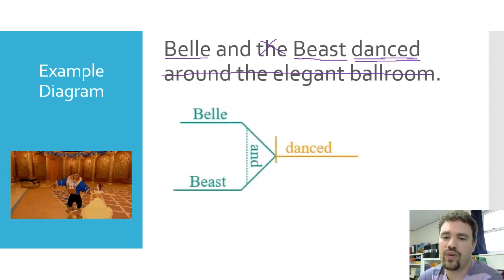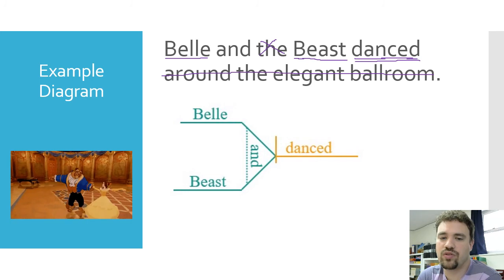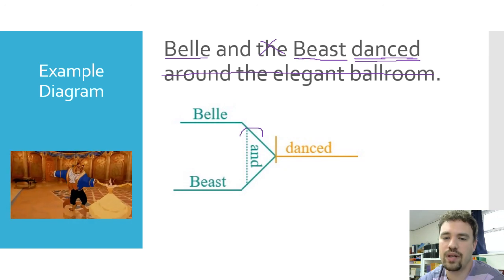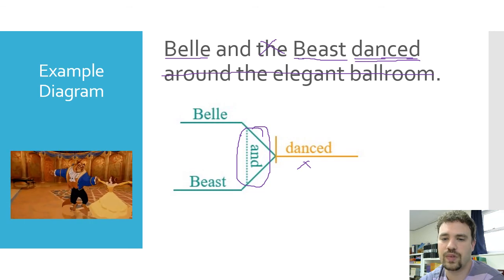All right, so we've got the rocket shaped structure, and we've got our first subject, Belle, on the top line, and then our second subject, Beast, on the bottom line. And remember, we take that word that's joining them, and we put it on the dotted line at the top of the rocket ship. And then we've got the verb danced right here. All right. Let's look at one more example with 3 subjects and 1 verb.